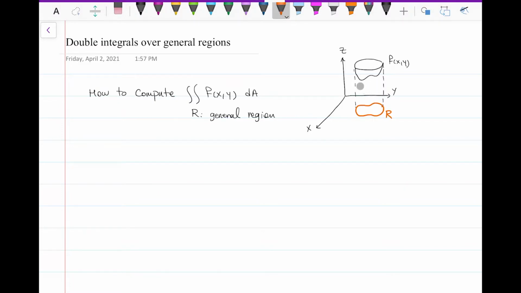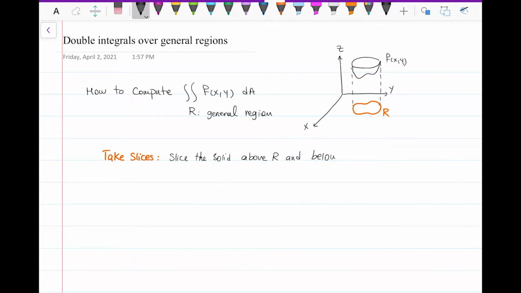So how can we find this volume of the solid that lives here? We need to take slices. How do we do that? Well, let me first write this. We take slices. We basically slice the solid above R and below f by parallel planes.